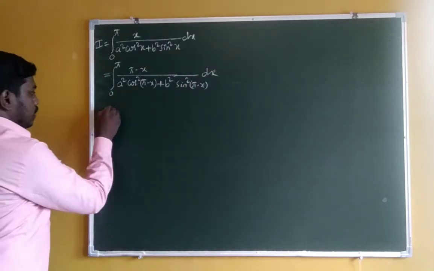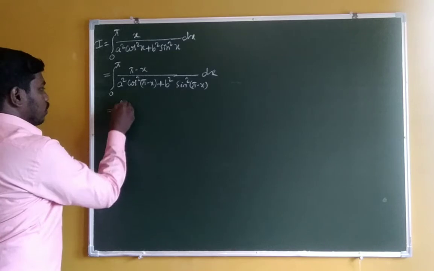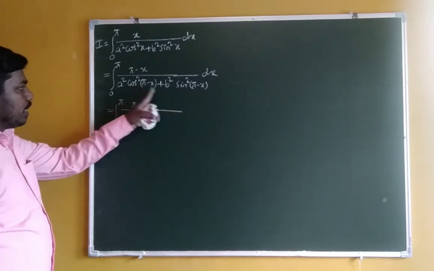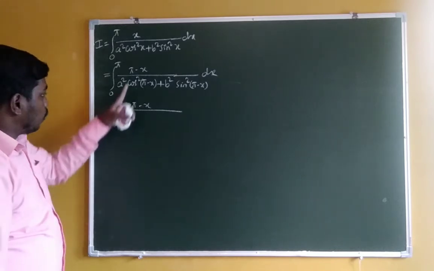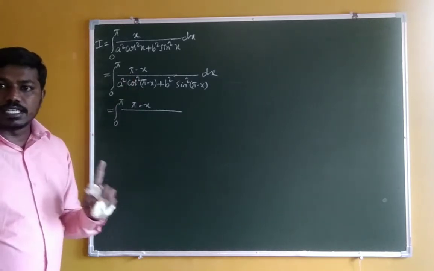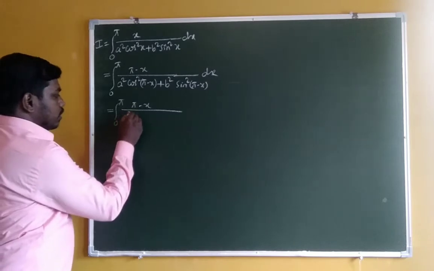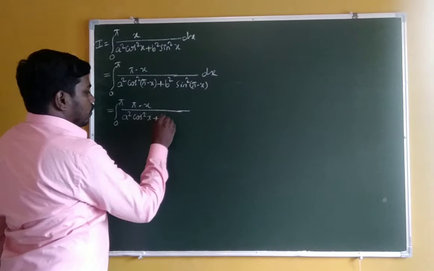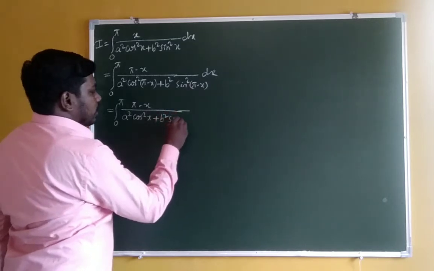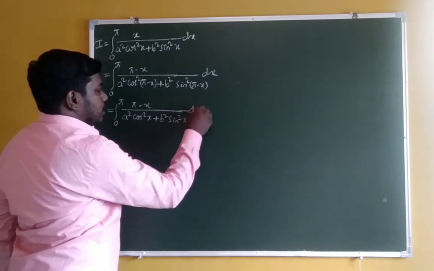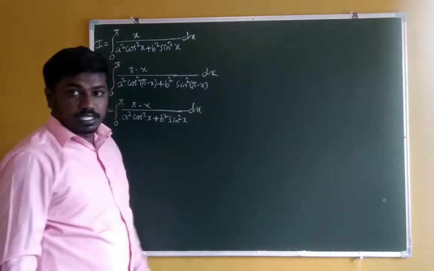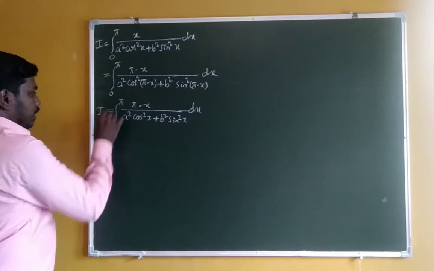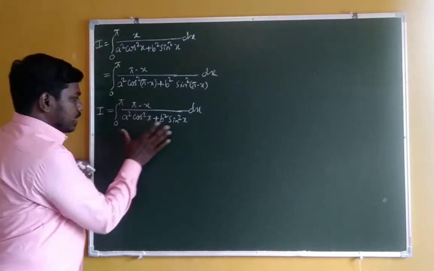So integration from 0 to pi, pi minus x divided by... cos of 180 minus theta is minus cos x, but the whole power 2 is there, so it becomes cos square x. So a square into cos square x plus b square into sin square x. Sin of 180 minus theta is sin x, so sin x whole square is also sin square x. Now see, here there is pi minus x divided by something.